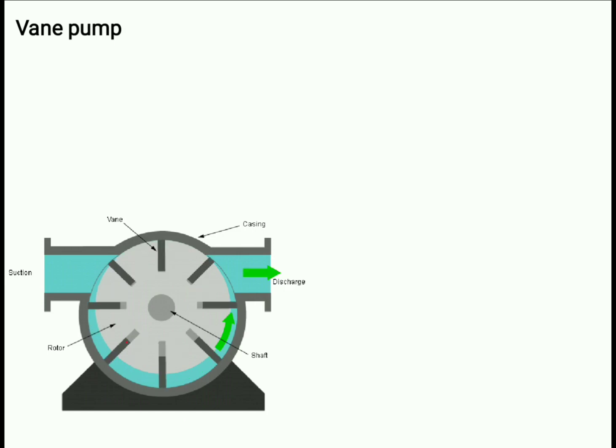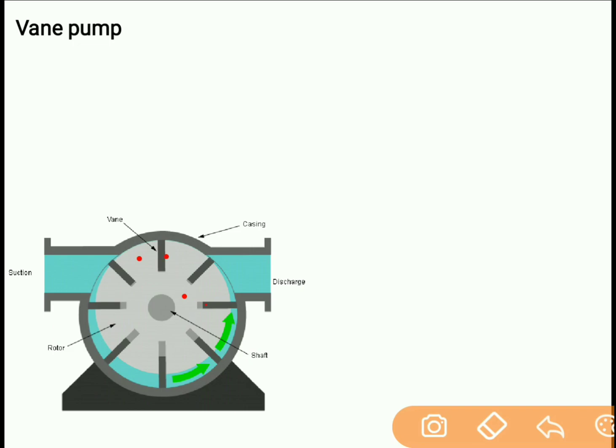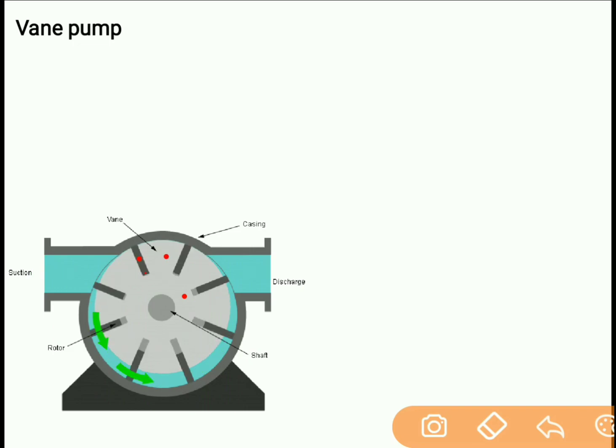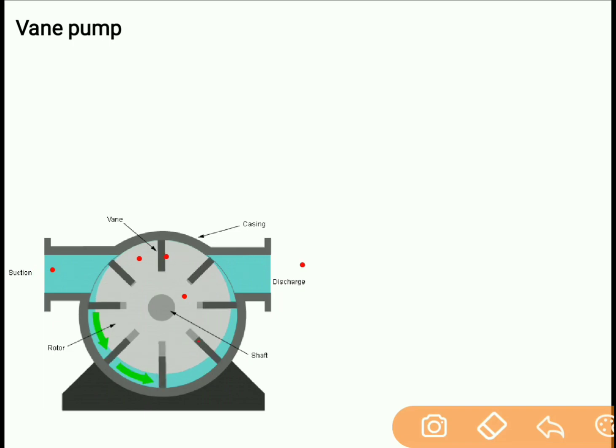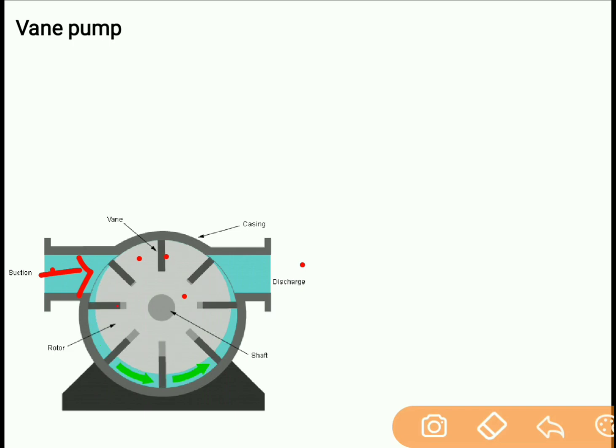Next is vane pump. You can see the animation of vane pump over here. It consists of a disc with slots. Inside the slots there are vanes. So these are the vanes over here, which are inside the slots. One end is the suction end and the other end is the discharge end. The liquid from the suction end will get trapped between these vanes, and because of the rotation of the rotor, that liquid will get transferred to the discharge side.